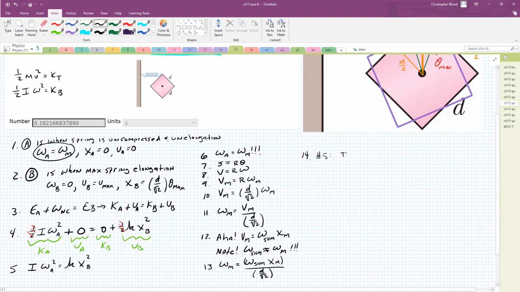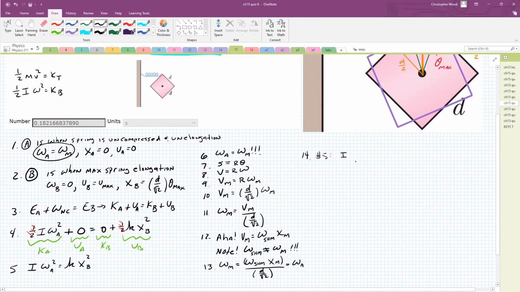I times omega a squared. And again, remember, all of this also equaled omega a. See step 6 and even step 1. All right, so I need to square that. I got to square this whole expression.